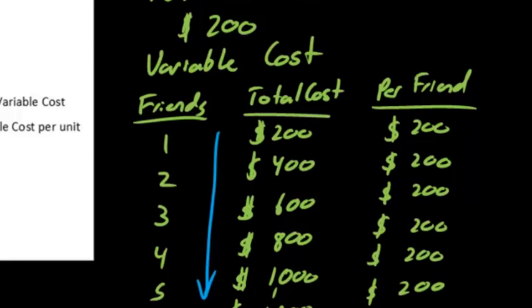You can see it right here. The total cost varies directly with the number of people that are coming on the trip, and that's why it is a variable cost. But if you look at the per friend cost or the per unit cost, it's fixed. So the variable cost on a per friend basis is fixed. It is exactly the same no matter how many people come. Per friend is $200. But the total cost varies, and we're defining it as a variable cost because the total cost varies. So just like with the fixed cost, we defined it as a fixed cost because the total cost was fixed. We're defining this cost as a variable cost because the total cost varies.